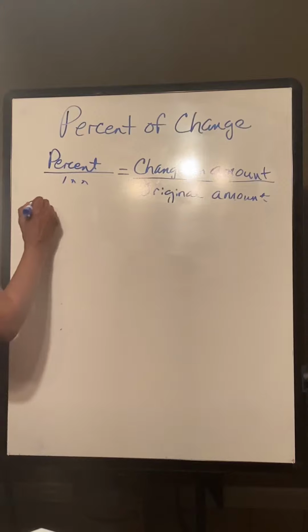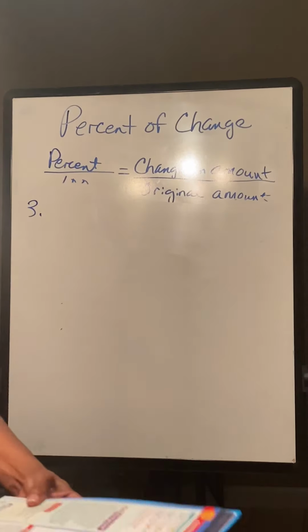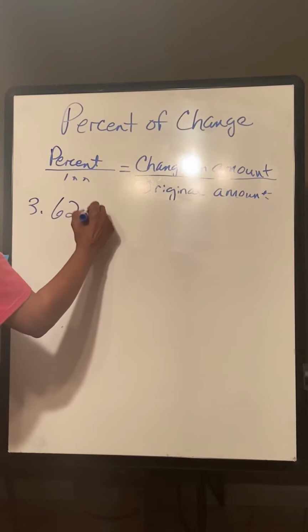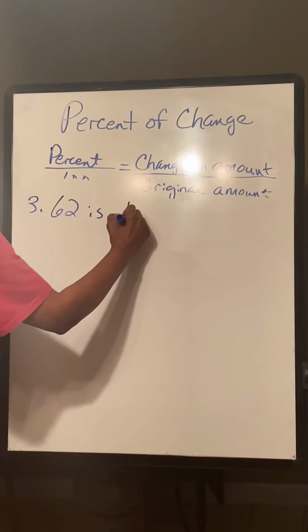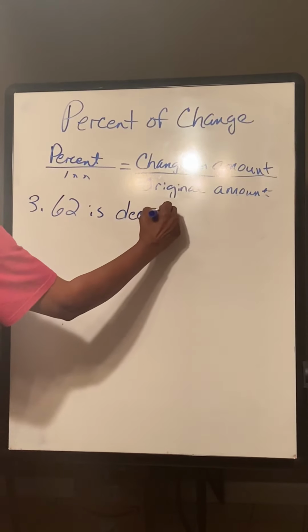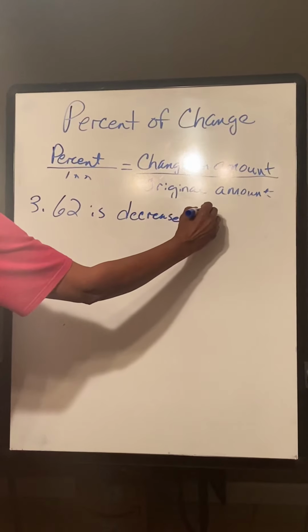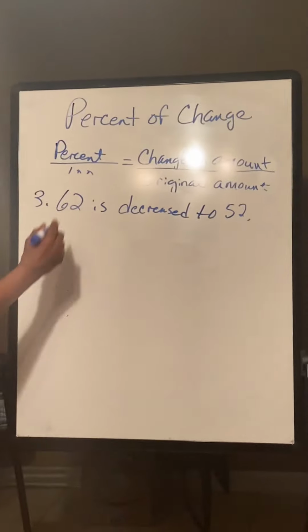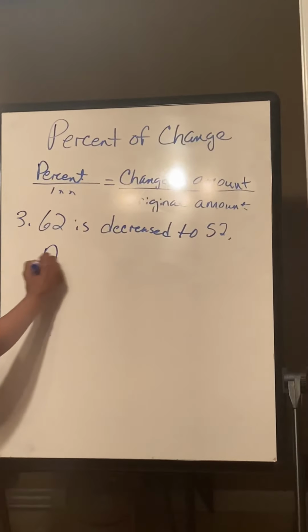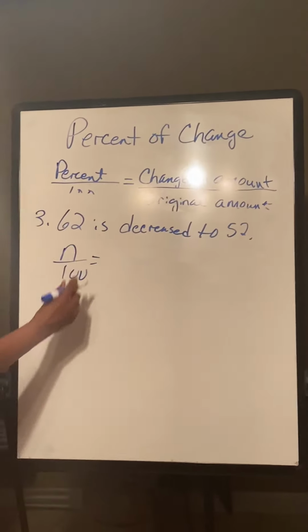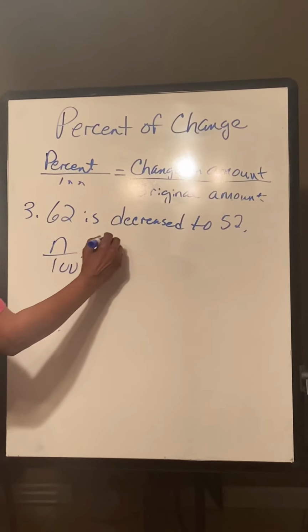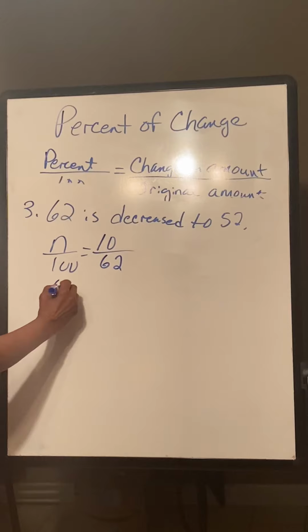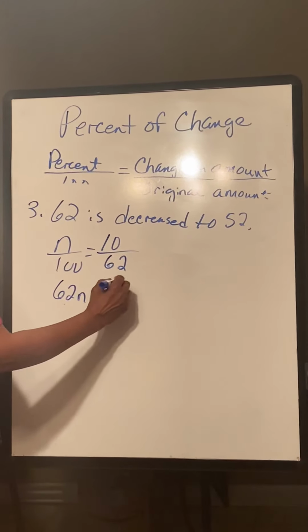Example 3. $62 is decreased to $52. Again, I'll put N over 100 is equal to, subtract, I get a 10. The original is 62. So I get 62N is equal to 1,000.